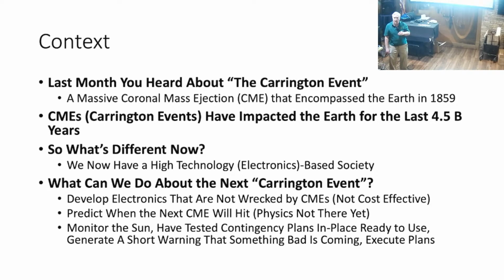And unfortunately, when something like a Carrington event engulfs the Earth, it does very bad things to electronics and electrical components. So last month's guest speaker from UTSA told us about two things that we could do to mitigate what happens when the next Carrington event hits. One thing we could do is develop electronics that would be immune to it. However, that's not cost effective. The second thing he mentioned was that we could predict when the next Carrington event was going to happen, except physics is not there yet, Tracy.